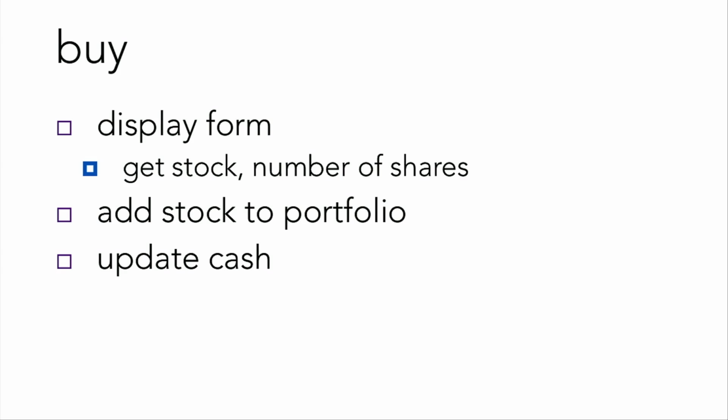So far, I've talked about how to show a quote for a particular stock and how to show a user's portfolio, but we haven't allowed them to buy any shares yet, so let's get to that. Well, you'll want to display a form for the user to get a certain stock and indicate the number of shares that they want to buy. Then you'll want to add that stock to the portfolio and update the user's cash.